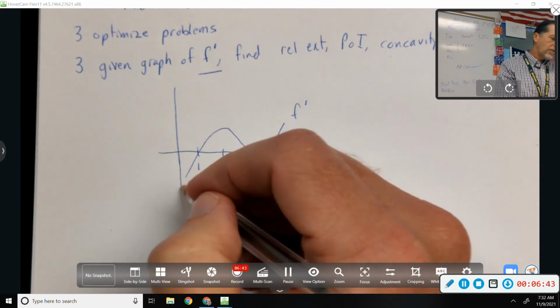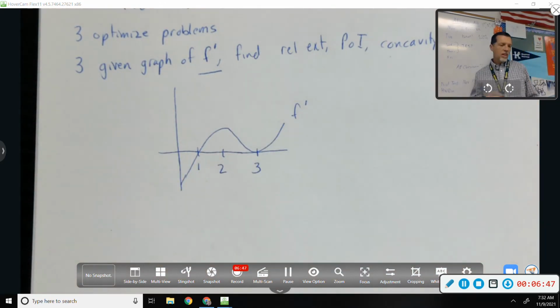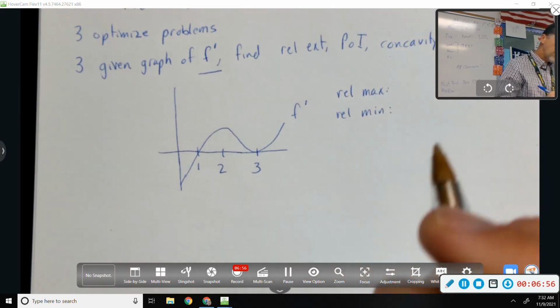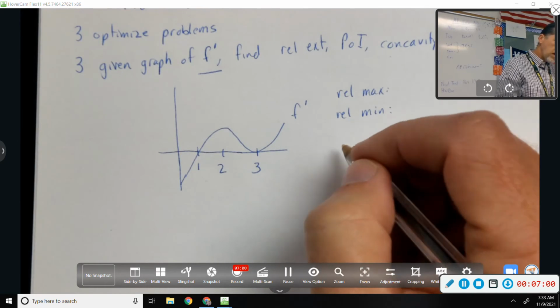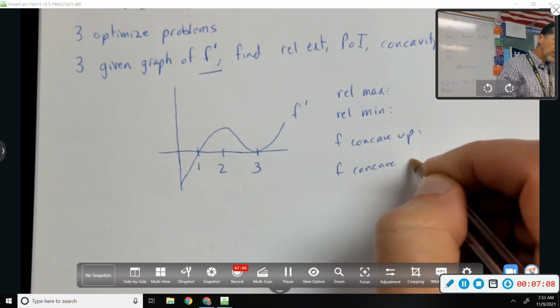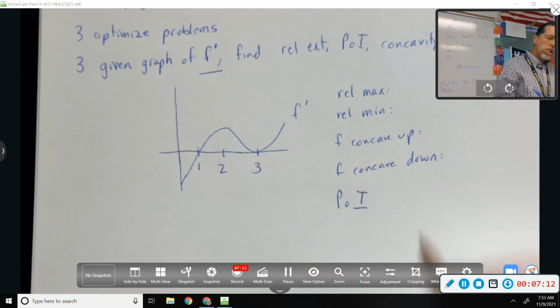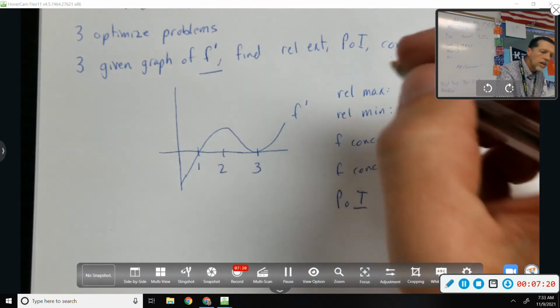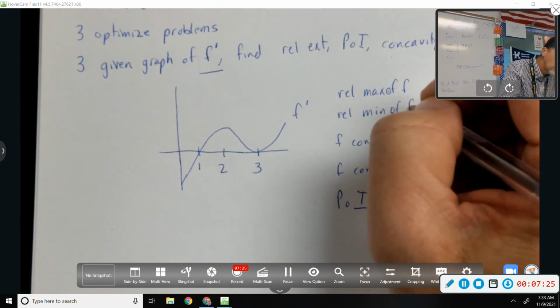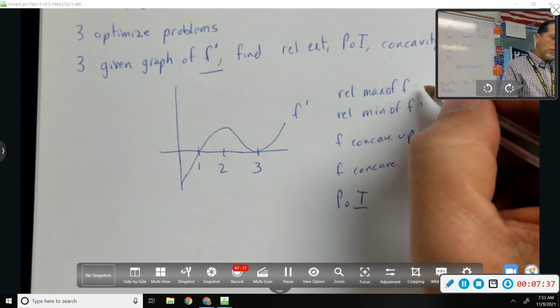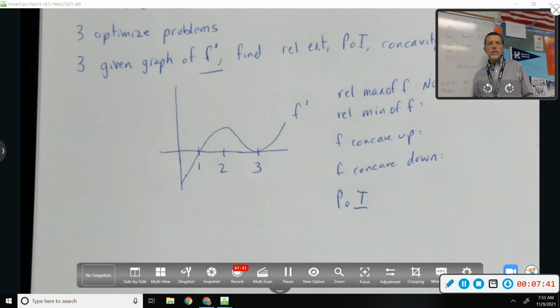In fact, shall we answer that for this picture right there? It's a pretty simple picture. Let's see. I'm just trying to think of all the different things we could ask for. So is there a relative max anywhere? Well, a relative max of f. I guess we should specify. So x equals 2 is a max of f prime, but are there any maxes of f? A max of f would be where f prime changes from positive to negative, so no. Any relative mins?